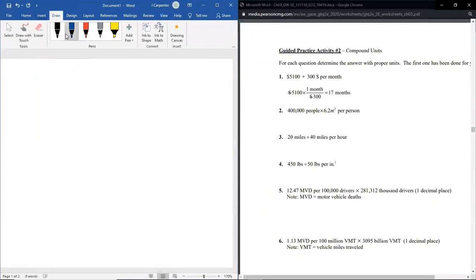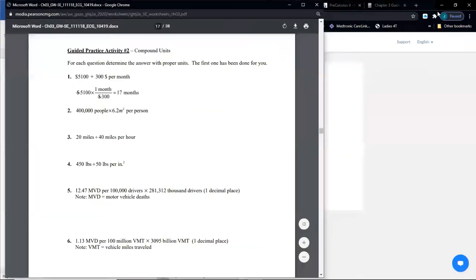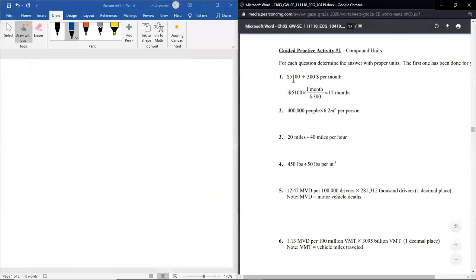I'm not going to do all of these. I'm just going to do the first 3 or 4. For each question, determine the answer with proper units. The first one has been done for you. And I actually want to go through and do that work anyways. So it says $5,100 divided by $300 per month. I kind of don't like the way they put the dollar symbol after the 300 here, but it's not wrong. It just looks wacky. Usually when people want to put money annotations after, they would go USD instead, unless we were talking about cents, because the cent symbol goes at the end for some reason.